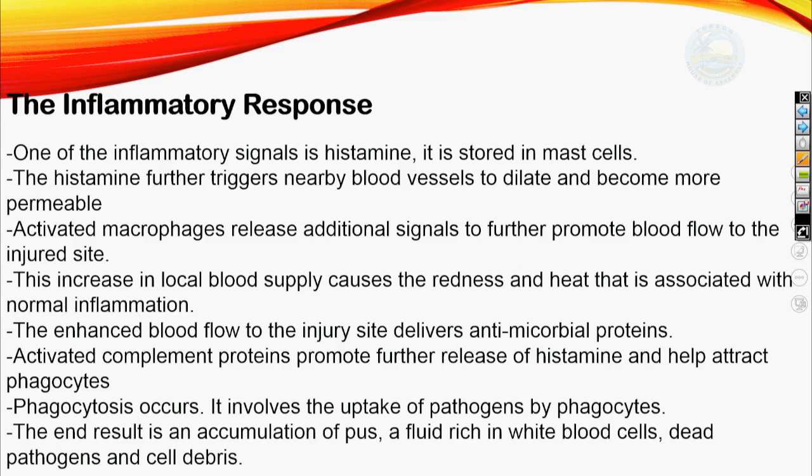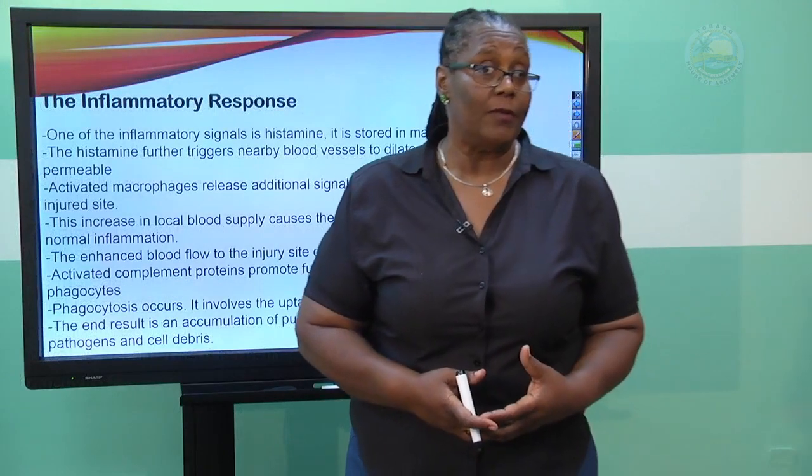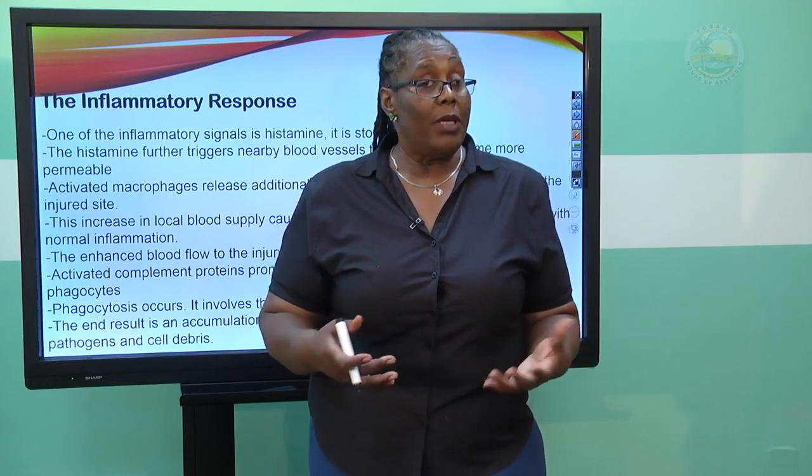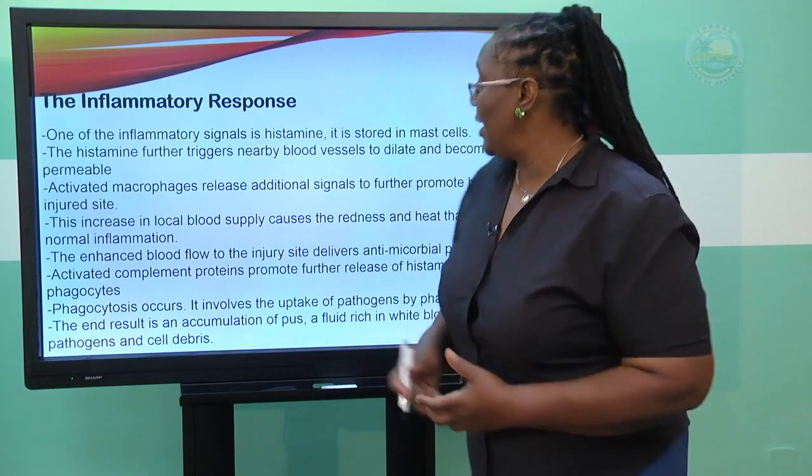So when you see pus in an area, it means that there was an infection, there was an invasion of pathogen, and these pathogens would have been taken up by your phagocytes. So it means your phagocytes were working. It would also mean that some of them were killed, right? But it is a sign that your body is trying to respond to the infection, and hopefully it will be quelled in a short period of time.